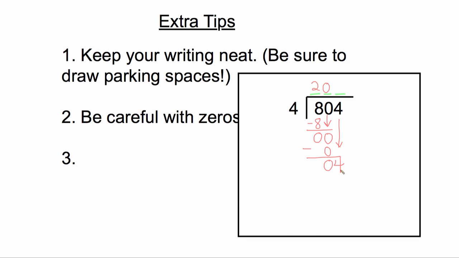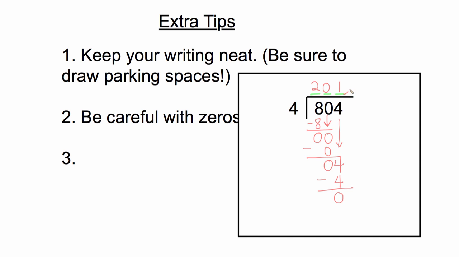4 goes into 4 exactly 1 time. We finish it up. 4 times 1 is 4. We then subtract. We get 0. There's nothing left to bring down. So 201 is our final answer. That's a very important 0 in there. 201 is a lot different than 21.